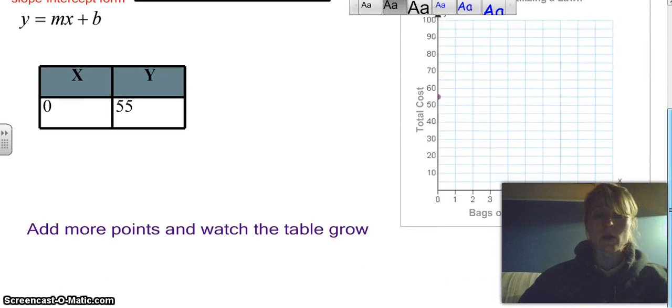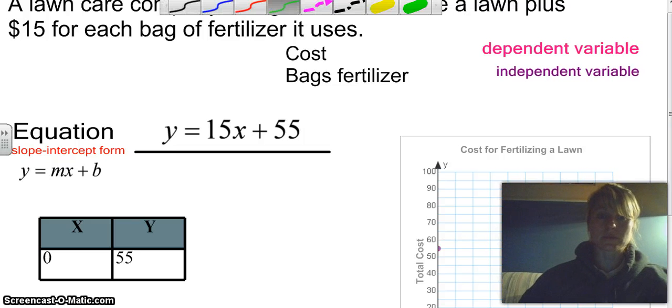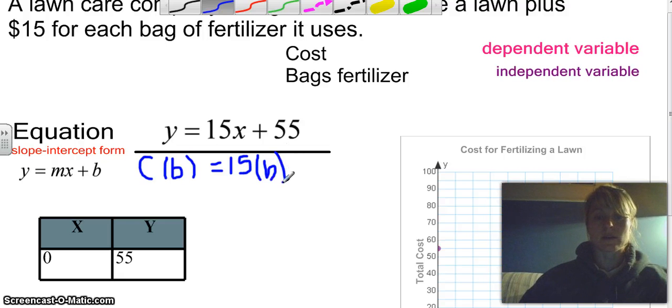Okay? Now, we're writing these in functional notation. Okay? So for our purposes, instead of y, we would write the cost of the lawn. So you could use C for cost, and the independent variable is going to be the bags, so we could use b. So remember, we're going to put C of b here. And so then this would be 15 times b plus 55. So now it's in functional notation.